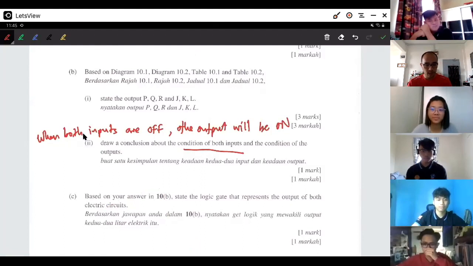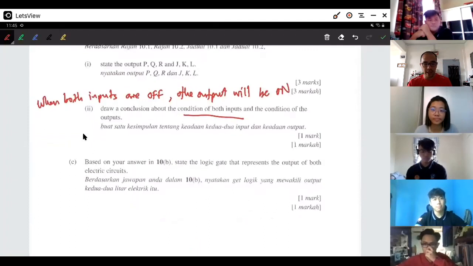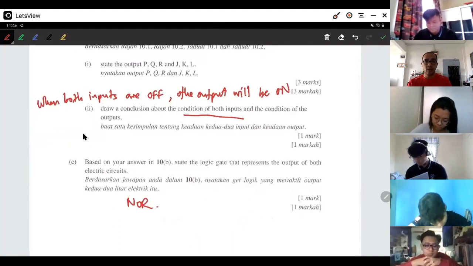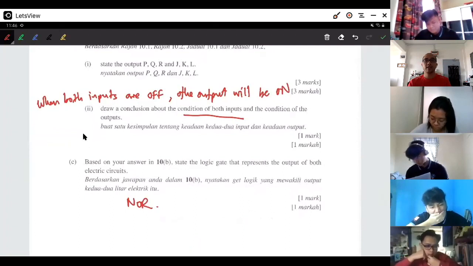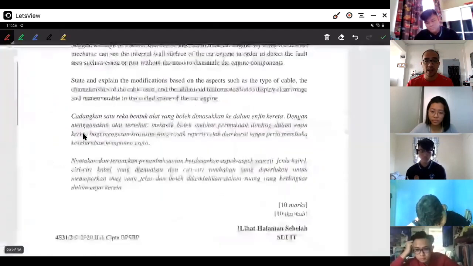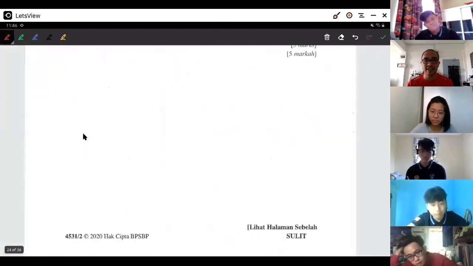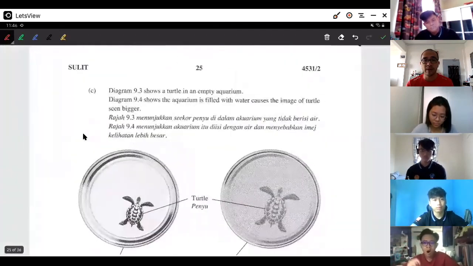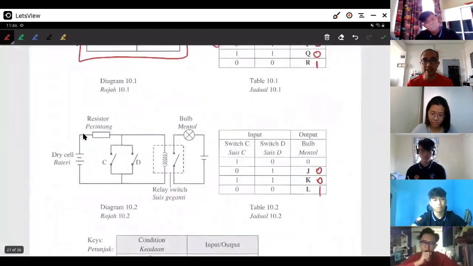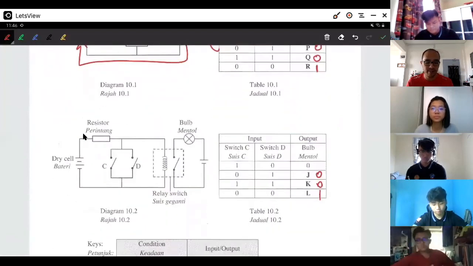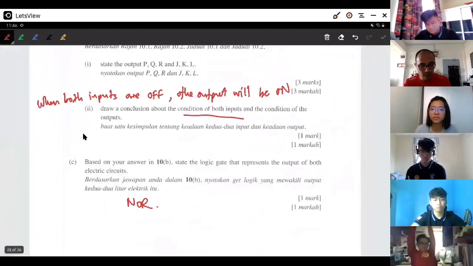Okay. So based on your answer in 10B, state the logic gate that represents the output of both. So this will be the NOR gate. So I guess at this stage, let's say if this is the real SPM and you are facing this question and this question, the light question, it seems that the light question is an easier question. Although many people say, oh, I don't like light because light is difficult. Not sure though. So yeah, NOR gate.